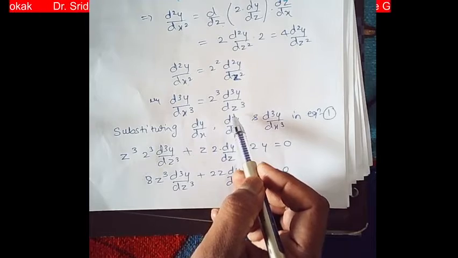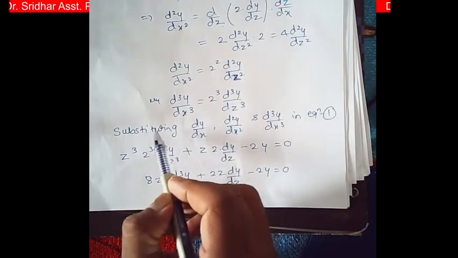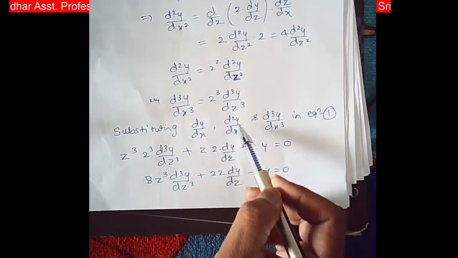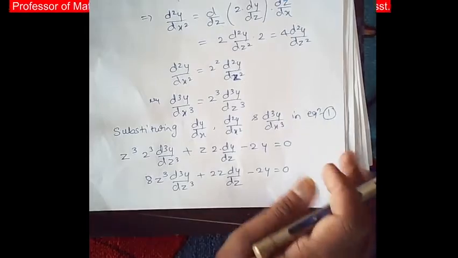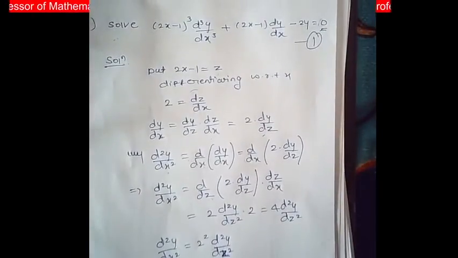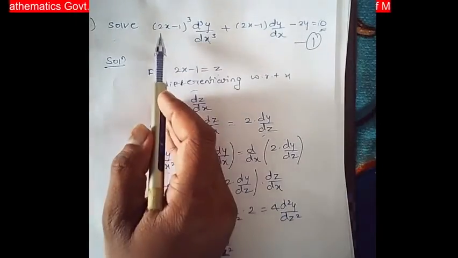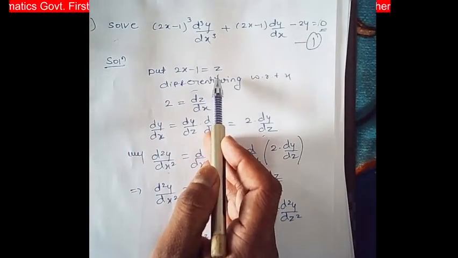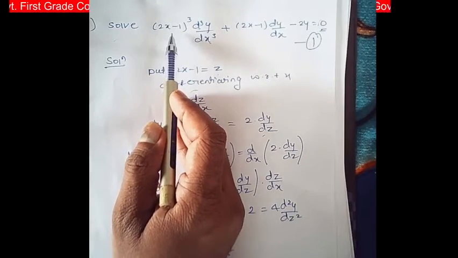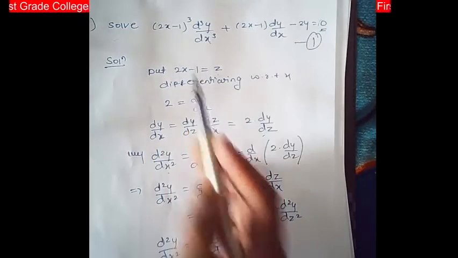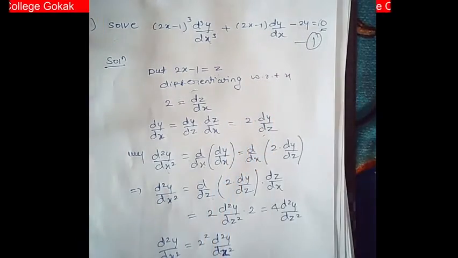Similarly, on observing these two, d cube y by dx cube becomes 2 cube d cube y by dz cube. So now we substitute dy by dx, d square y by dx square and d cube y by dx cube in the given problem. First, 2x minus 1 is equal to z, so this becomes z cube. Then d cube y by dx cube and dy by dx, all we substitute there.